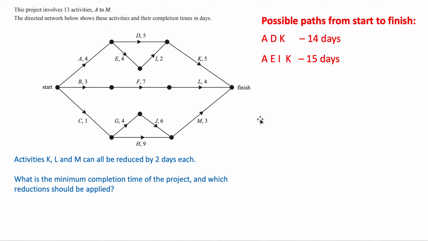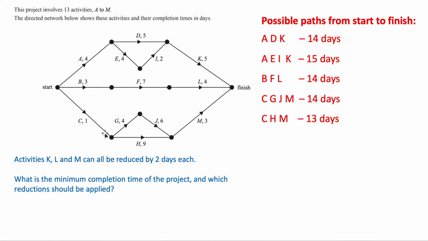The next possible path would be A, E, I, K, and when we add up the times that adds to 15 days, 4 plus 4 plus 2 plus 5. Then we've got the path through the middle, B, F, L, and 3 plus 7 plus 4 gives us a time of 14 days. Then we can go down to the bottom, and C, G, J, M gives us a total time of 14 days, 1 plus 4 plus 6 plus 3. And last but not least, C, H, M, that path has a total time of 13 days.